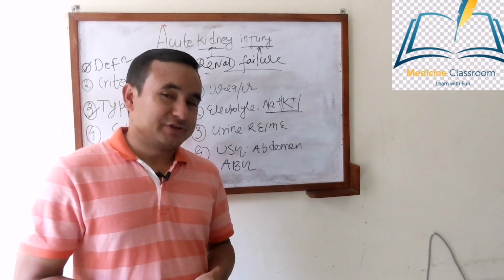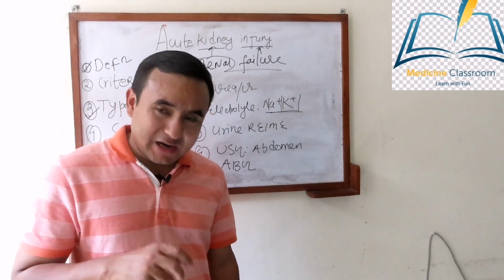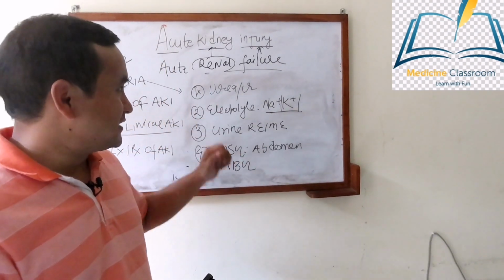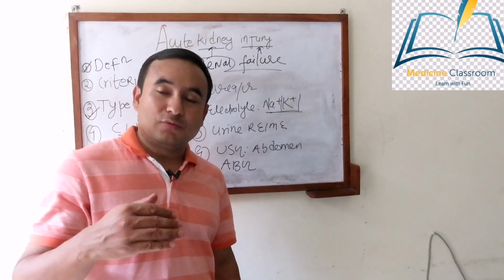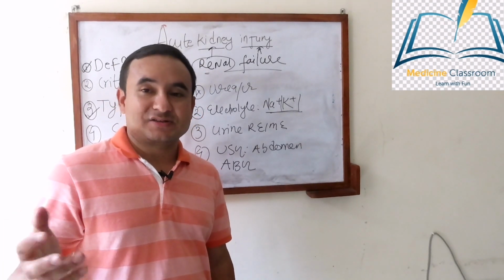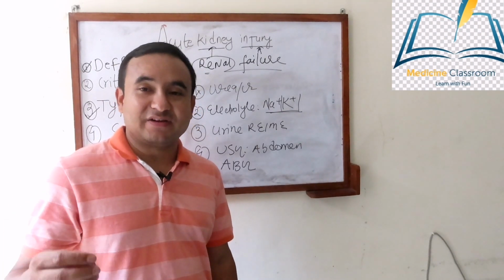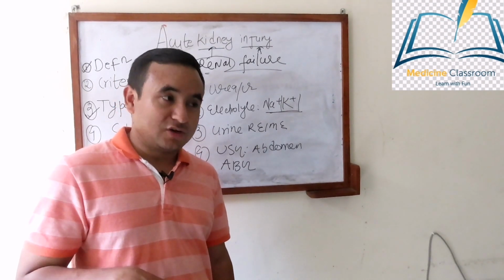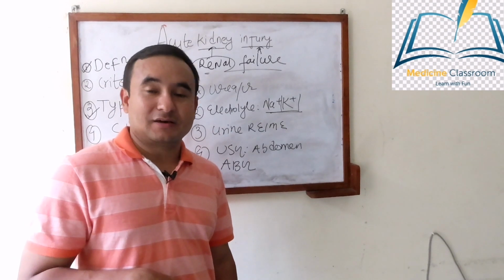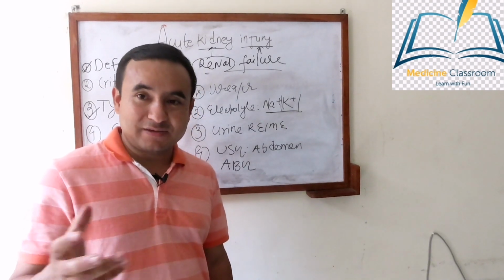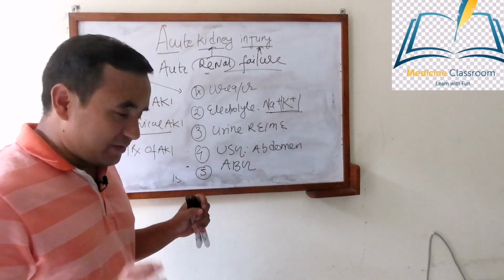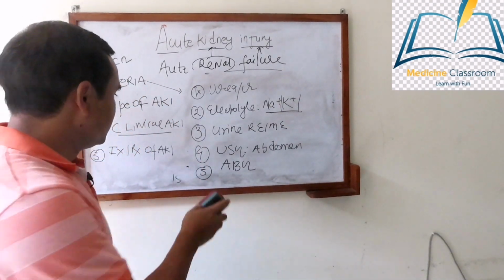Yes, and there are some novel biomarkers which can detect the AKI prior to the rising urea and creatinine, because when the urea and creatinine are raised, the kidney is already severely impaired. So, we can detect the AKI in the initial stage by using novel biomarkers like kidney injury molecule, KIM. These are novel biomarkers, but for the MBBS level, just remember these things.